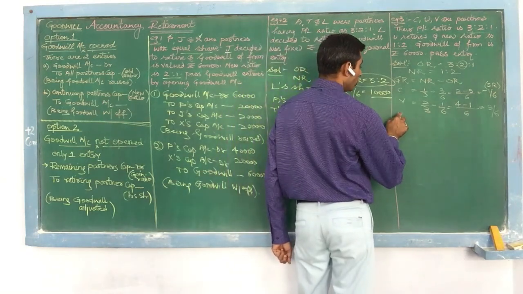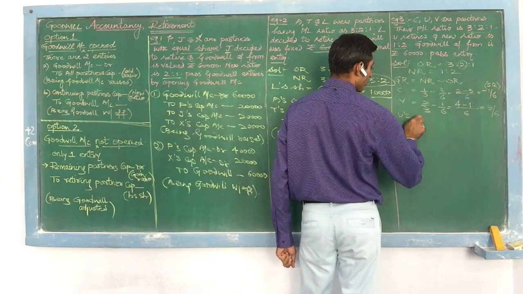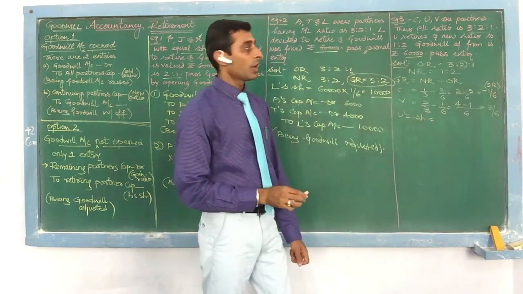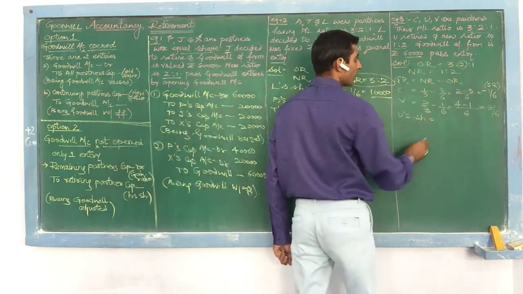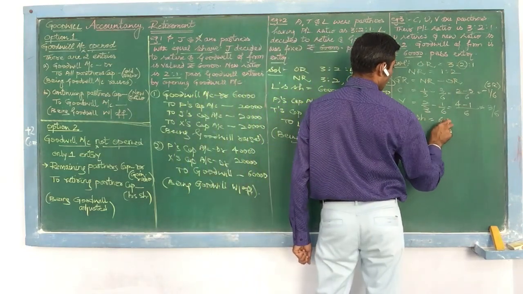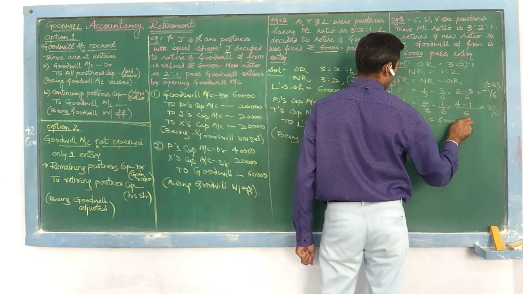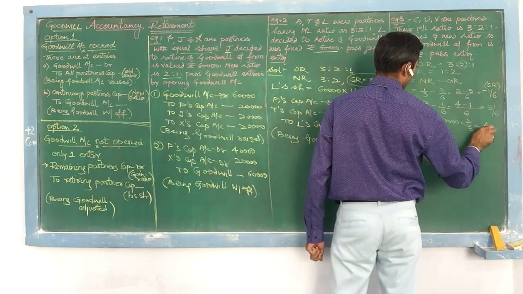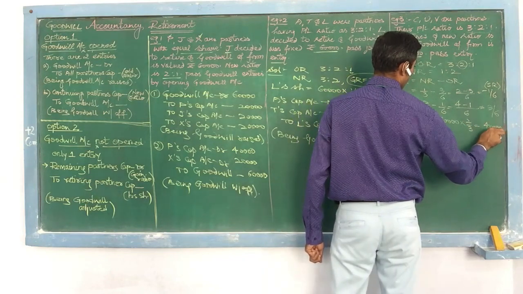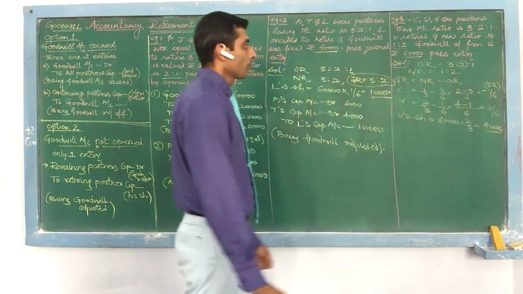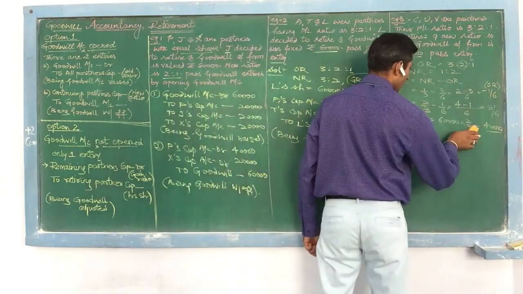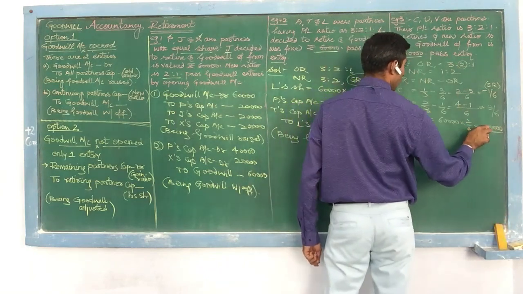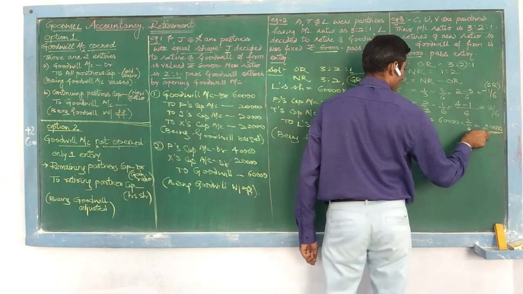Next step is we will be calculating the goodwill of U. U's share of goodwill, because 60,000 goodwill is of the firm and U's share is 2/6, so it will be 60,000 multiplied by 2/6. We corrected, it is 2/6. So this will turn out to be 20,000.